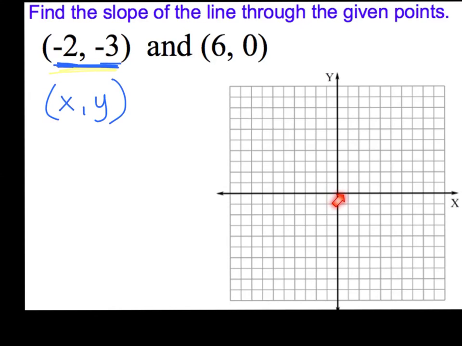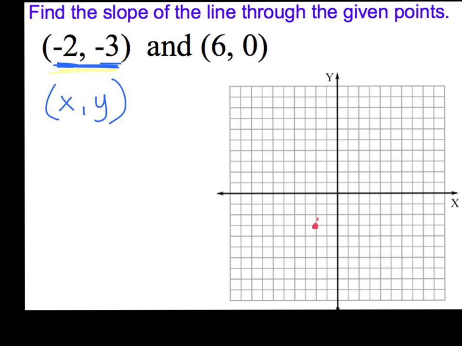Okay, and it says go -2. So I'm going to go over -2, and then the y is -3, so I need to go down 1, 2, 3. So there's my first point. Again, I went over 2, down -3. Okay, so be careful when you're graphing so you don't get mixed up.